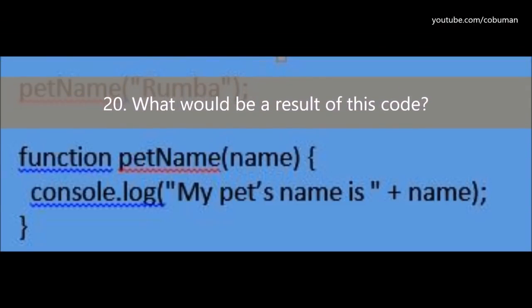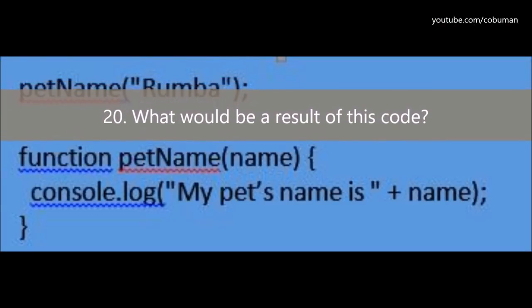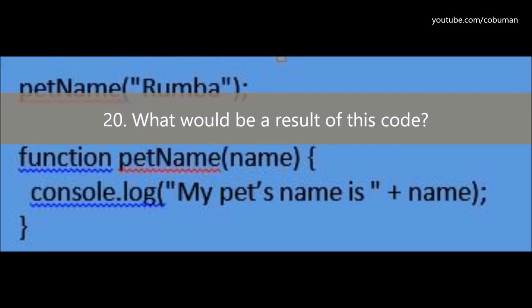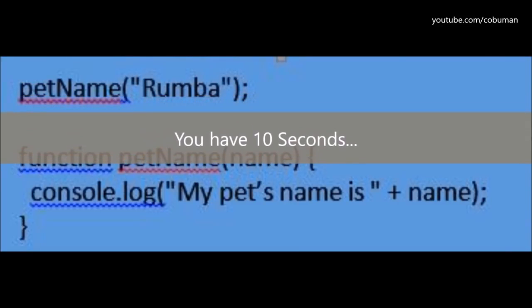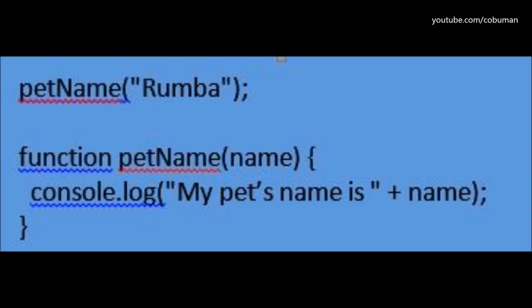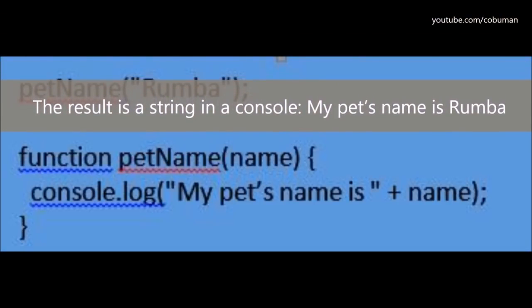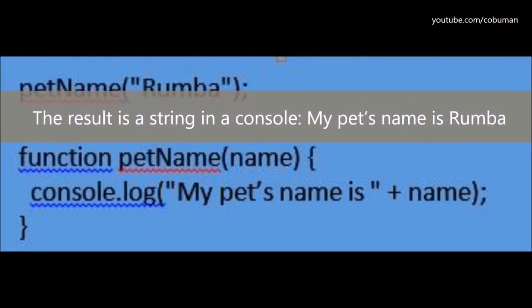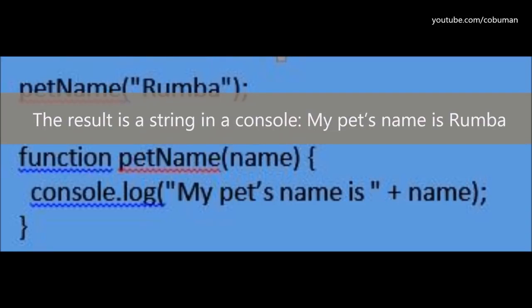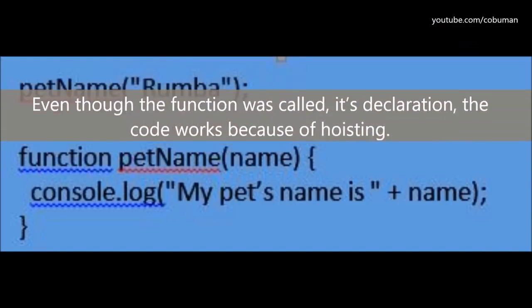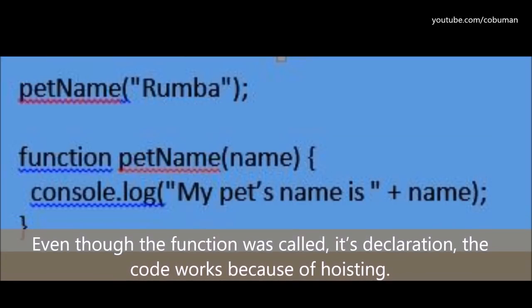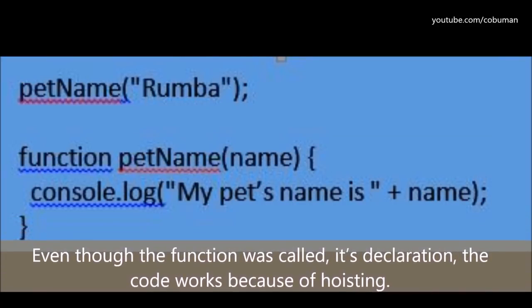Question number 20. What would be a result of this code? The result is a string in the console: My pet's name is Roomba. Even though the function was called before its declaration, the code works because of hoisting.